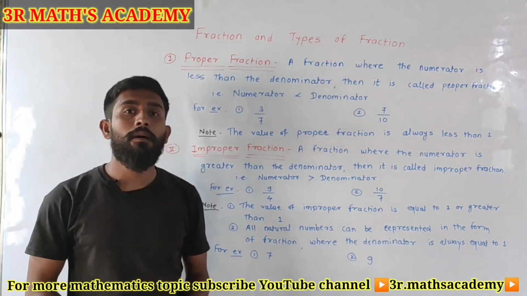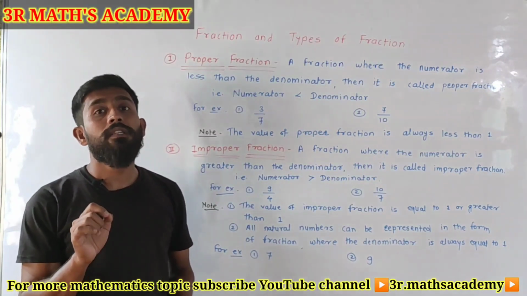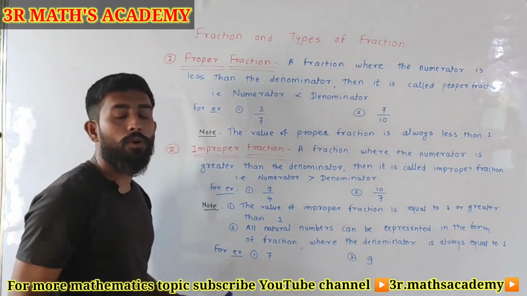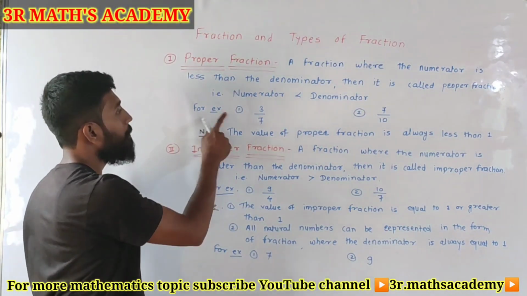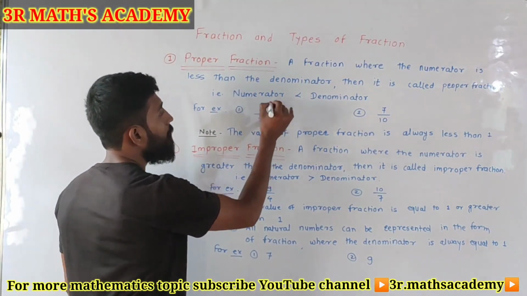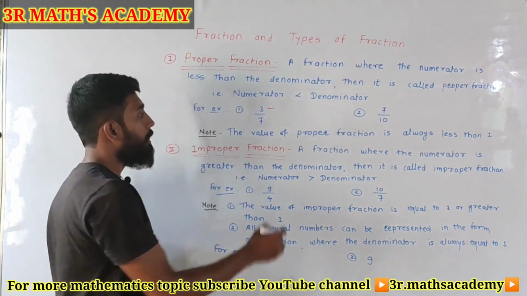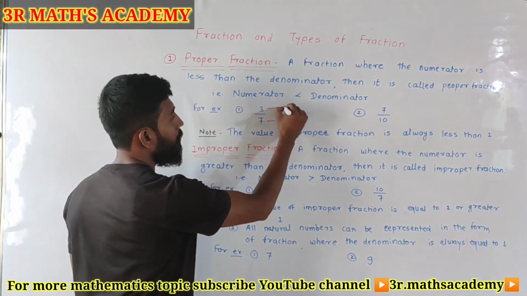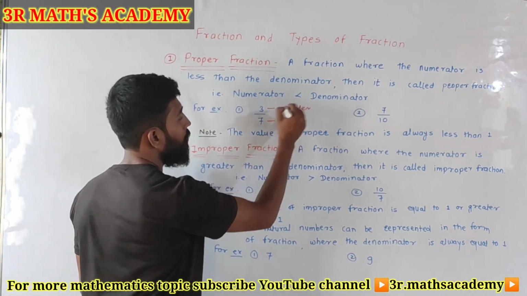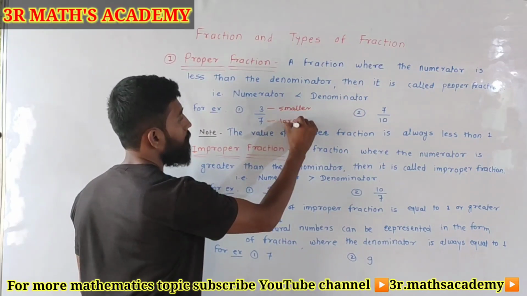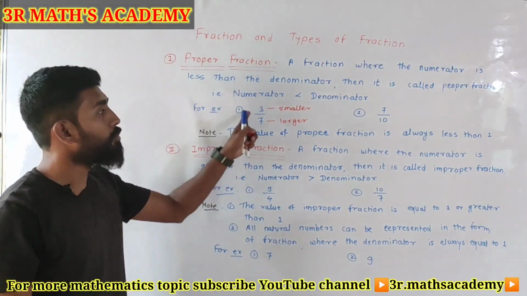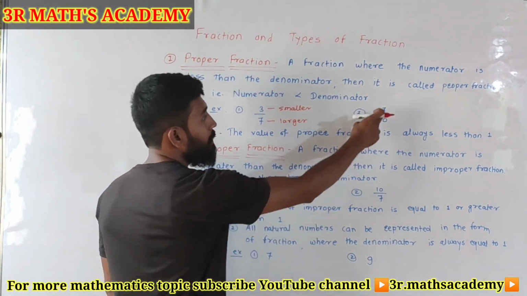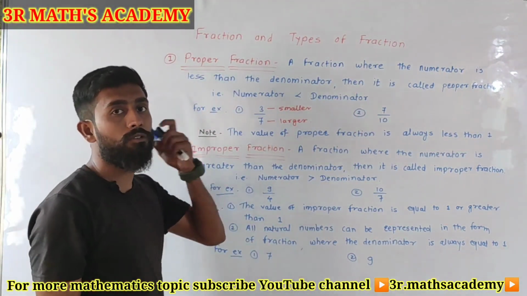What is a proper fraction? In a proper fraction, the numerator is always less than the denominator. For example, in this fraction, 3 is the numerator and 7 is the denominator. 3 is smaller and 7 is larger. So this is a proper fraction. Similarly, in another example, 7 is less than 10, so this is also a proper fraction.